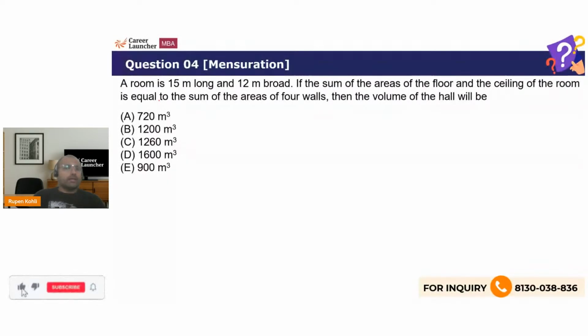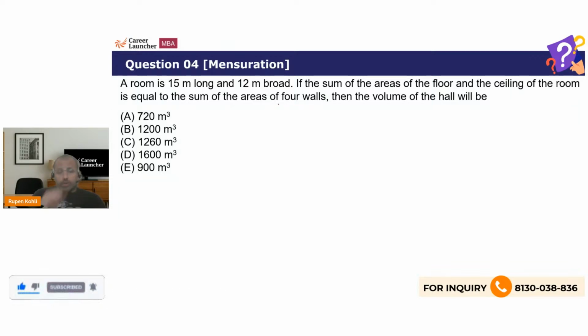Okay, something to do with mensuration. A room is 15 meters long and 12 meters broad. If the sum of the areas of the floor and the ceiling of the room is equal to the sum of the areas of the four walls, then you are asked for the volume of the hall. So basically, you know the length and the breadth. You don't know the height of the room.